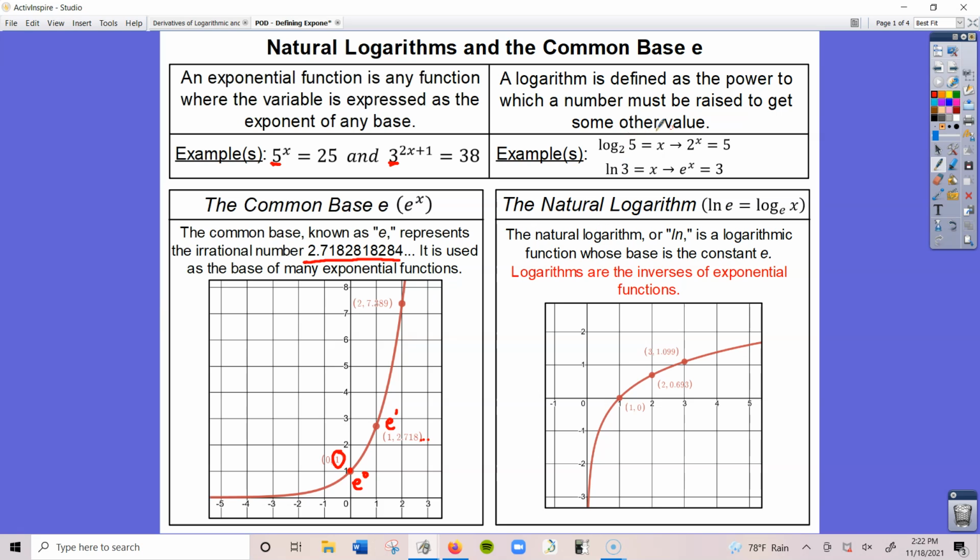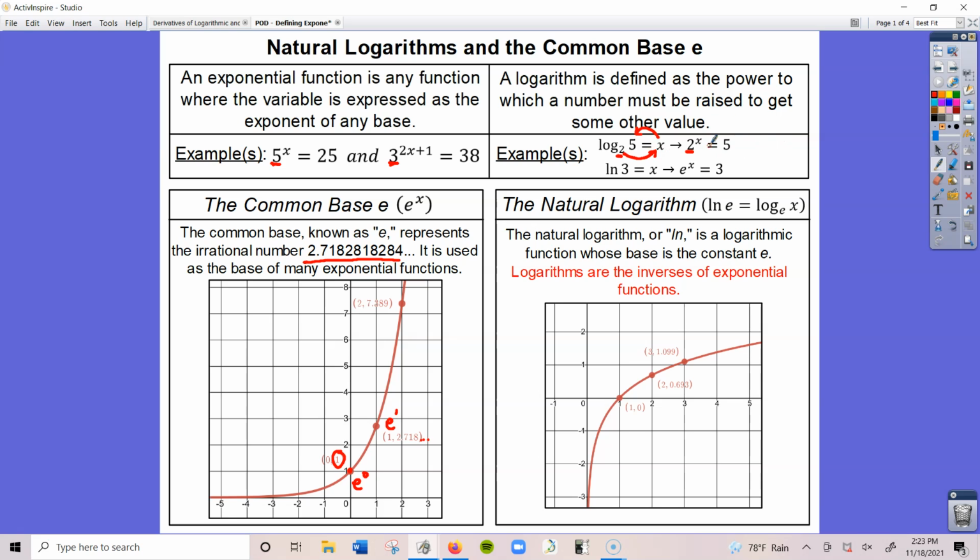Now, a logarithm is defined as the power to which a number must be raised to get some other value. So a logarithm is the inverse of exponential equations. For example, if I have here the log with a base 2, that's what that little number is, of 5 equals x, that's equivalent to the exponential equation 2 raised to the x is equal to 5. So this number here is the base of the exponential equation, and the question is: 2 raised to what number would give me 5?